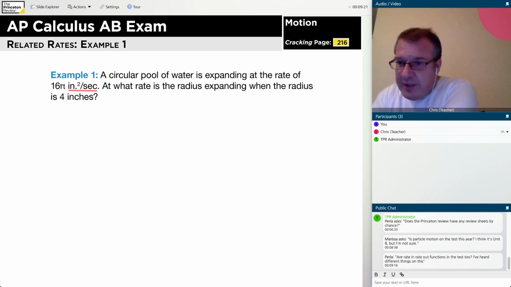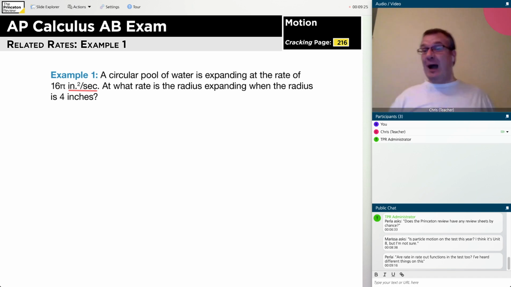Are the rate in, rate out functions on the test too? I've heard different things on this. For this, again, I'm not with College Board, very much not with College Board, and all I can ever do is offer conjecture. That actually did get asked to me in the last video in the comments section.